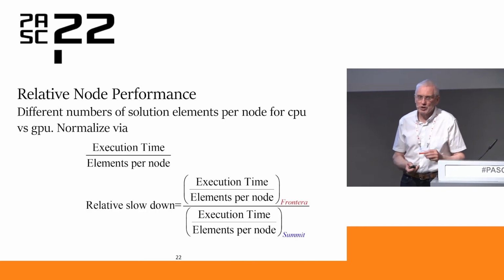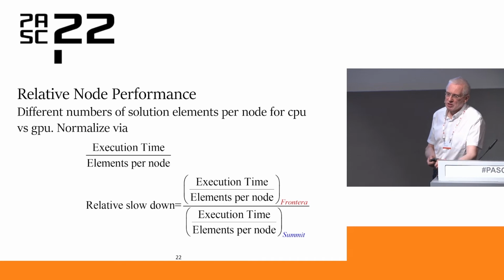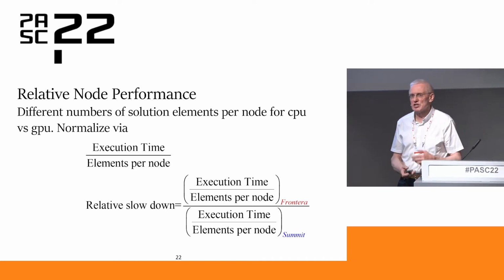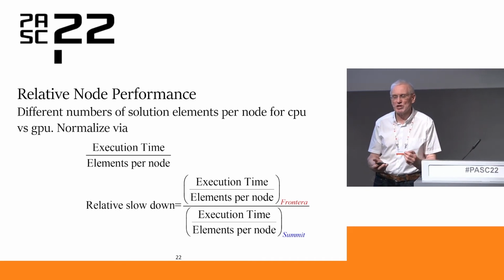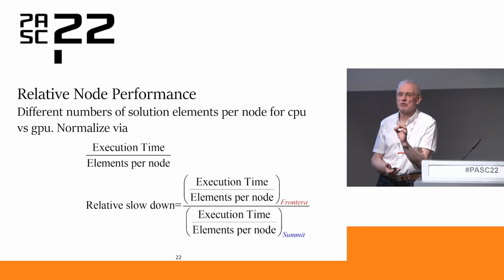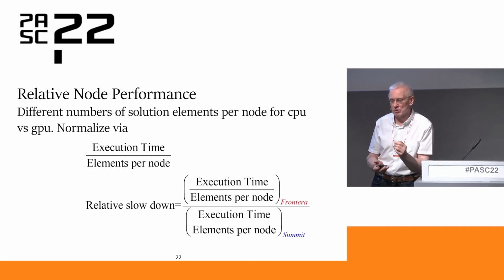So what I'm going to show you is the relative node performance, because what we need to do is to normalize CPUs against GPUs. And so we're looking at how long each element per node takes to execute. So we're looking at the execution time over the elements per node to try and get some relative picture of performance. And we're going to look at the relative slowdown that we get over using the Frontera machine, which is the Intel CPUs, against the Summit machine, which is the V100 GPUs.